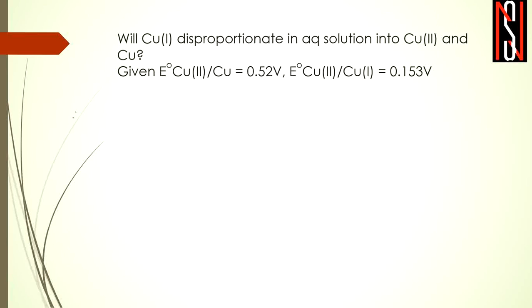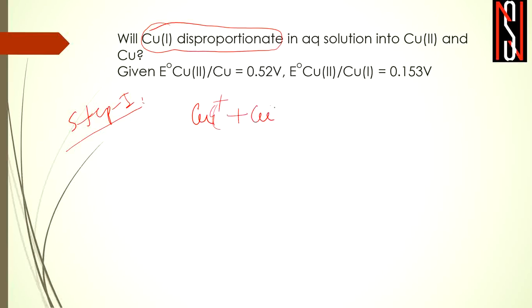So the step 1 is to write the redox reaction in a proper way. So now this Cu+ is disproportionating. So disproportionation means that the same substance is undergoing the oxidation and reduction reaction, or it is oxidized and reduced in the same reaction, or it is acting as an oxidizing agent and the reducing agent in the same reaction. So on the left hand side it would be Cu+ plus Cu+, right?